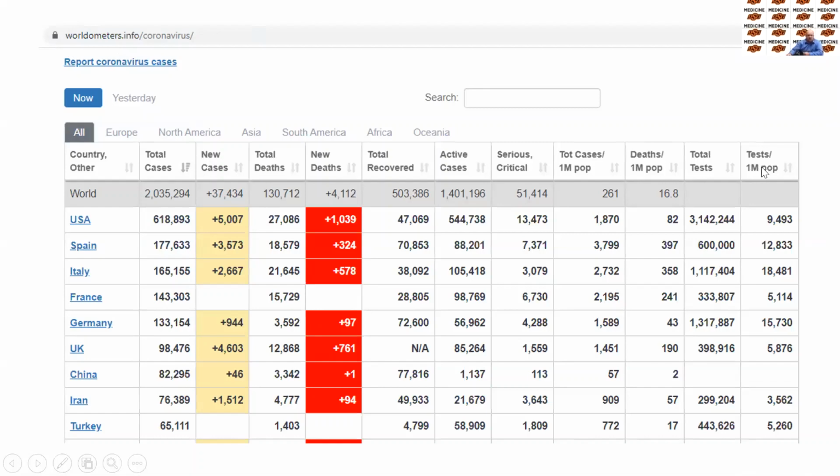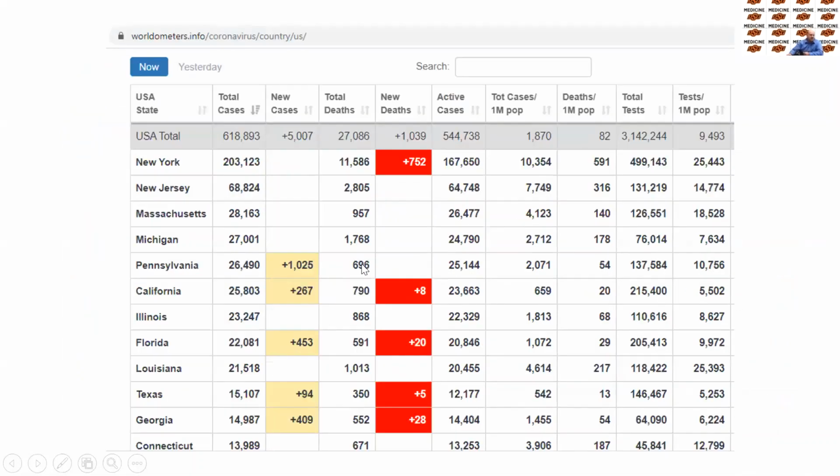You can see across the level here the number of tests and cases and deaths. If you drill down, click on USA, you get all the state data. So again, it's a breakout. You can toggle and look at the day before, looks at new deaths. Very helpful data to look at.